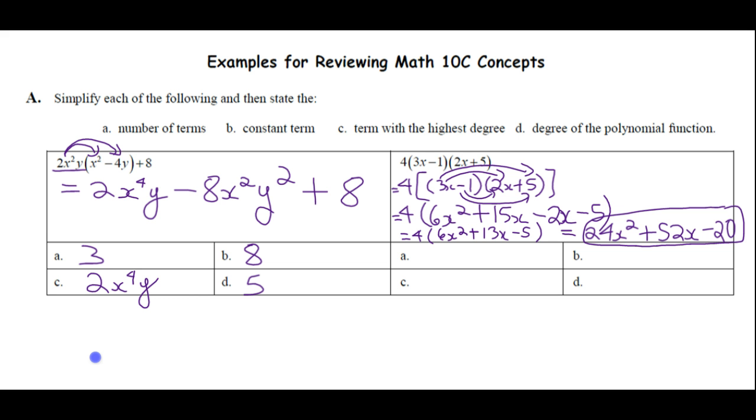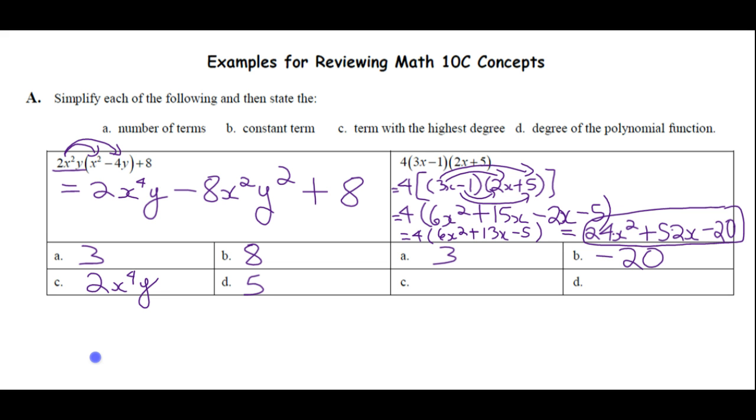How many terms are there? 3. Yes. B, what is the constant term? It's not 20, it's negative 20, because minus 20. You could write this as plus negative 20. So the constant term is negative 20.